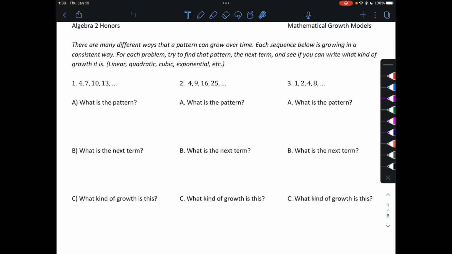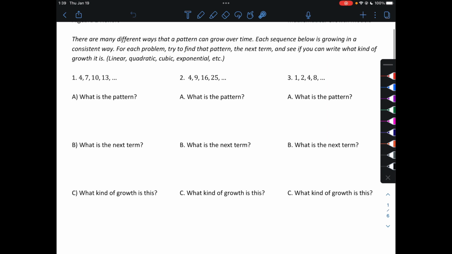Welcome everybody to our video today on mathematical growth models. This is really going to be kind of like an introduction to starting to look at exponential functions. You will need a calculator for this lesson today, so if you don't have one out right now, pause it and get ready to go. And we will get started right now.